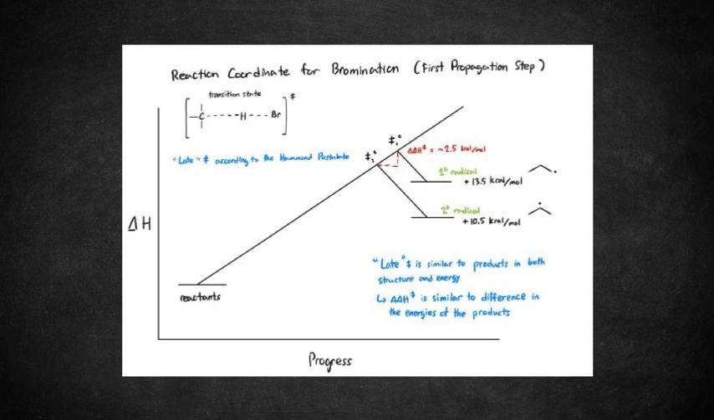In contrast, for bromination, the change in activation energy between the transition states is close to 2.5 kcal per mole, which corresponds to a product ratio closer to 1 to 182, primary to secondary, or about 2 orders of magnitude greater selectivity for the secondary radical product.